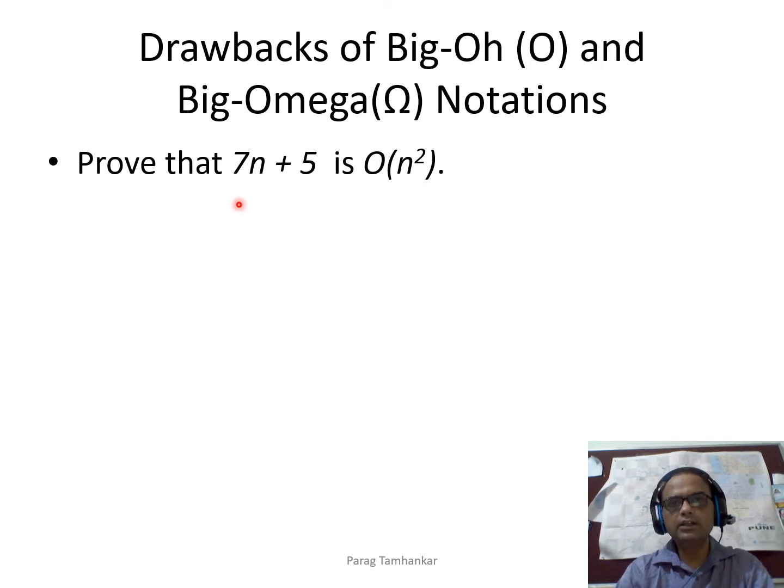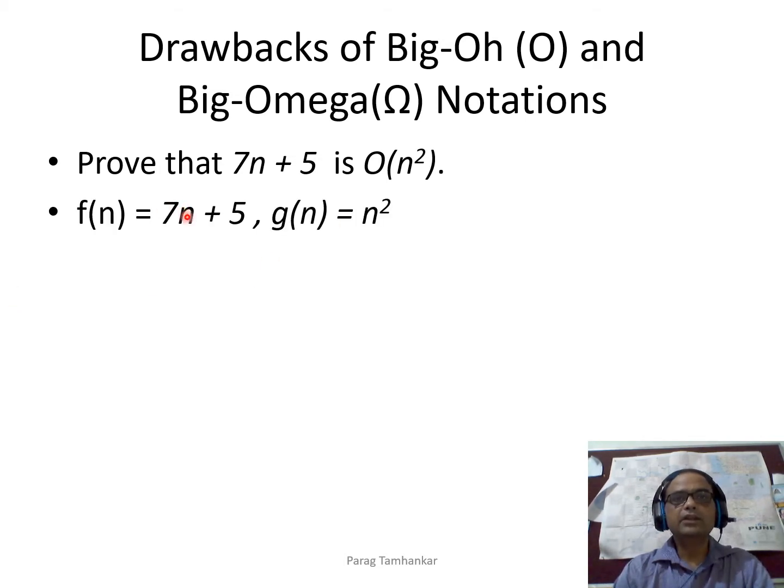Now certainly if some algorithm step count happens to be 7n plus 5, we know what is the time complexity. It is order of n, because what we do, we ignore the constant, we ignore the coefficient. So we'll say that the time complexity is order of n. So we'll never ever say that 7n plus 5 is order of n square. But our definition of big O notation proves that mathematically.